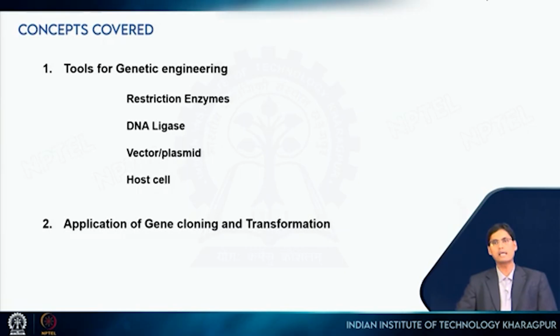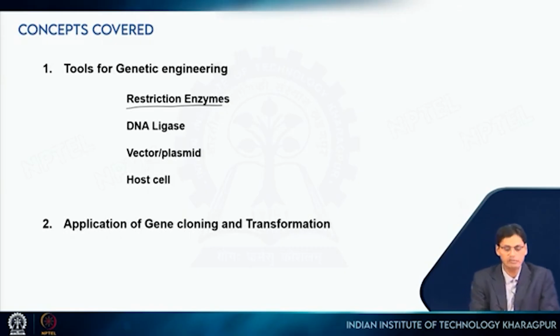So only after the discovery of a few basic ingredients, for example, restriction enzymes, that can precisely cut DNA in a specific sequence, and then DNA ligase, its utility, how it works. When we came to know all those things together, then the field of genetic engineering evolved. And then I will also be discussing the application of gene cloning and transformation.